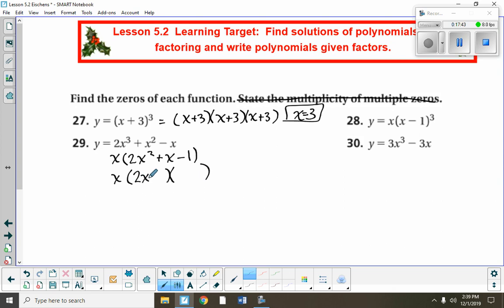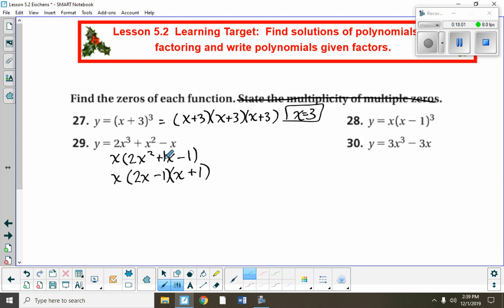So 2x times x gives us 2x squared. 1 times 1 gives us 1. And we want to have a positive 1x. So what we would want is a positive 2x minus 1x. 2 minus 1 gives us the 1 in the middle. So this is factored form.